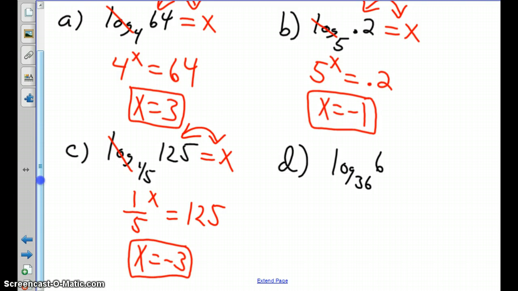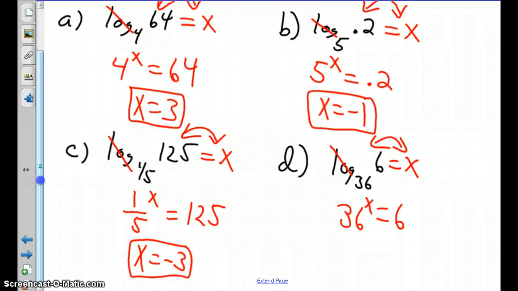Okay, let's go to the last one. Last one's kind of one that tricks some people. All right, so you're going to set this equal to x. It's a feed. You're going to drop the log, make the switch, and you get 36 to the x power equals 6. Now you tell me what does x equal? Which is 1/2, is right. Okay, x would equal 1/2.